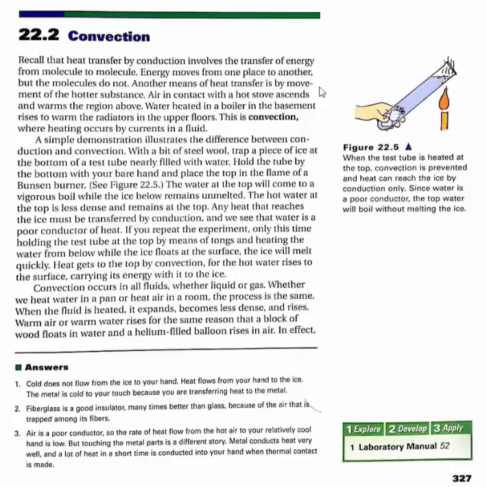Air in contact with a hot stove ascends and warms the region above. Water heated in a boiler in the basement rises to warm the radiators in the upper floors. This is convection, where heating occurs by currents in a fluid. A simple demonstration illustrates the difference between conduction and convection.